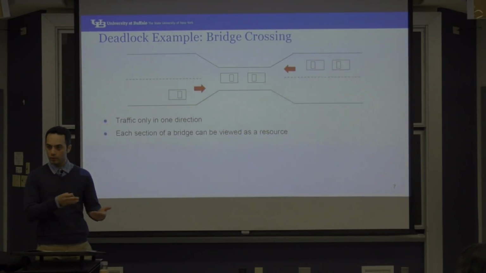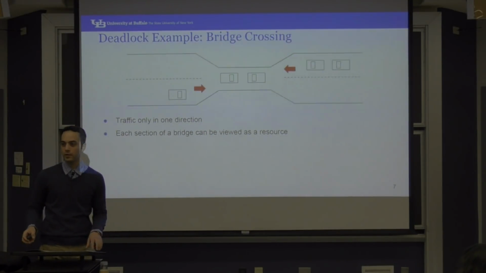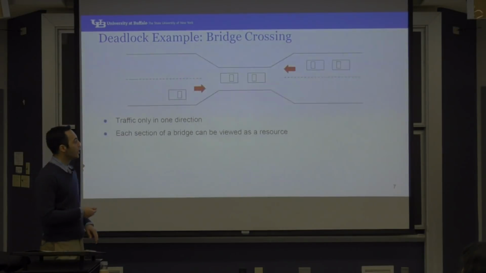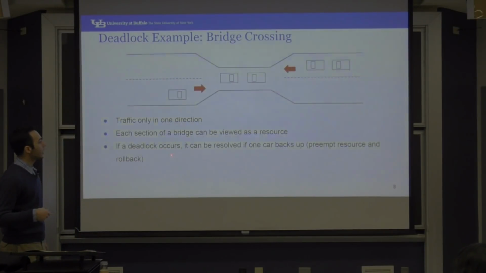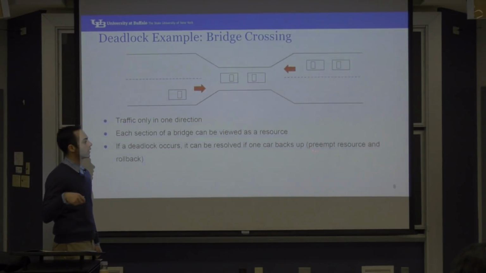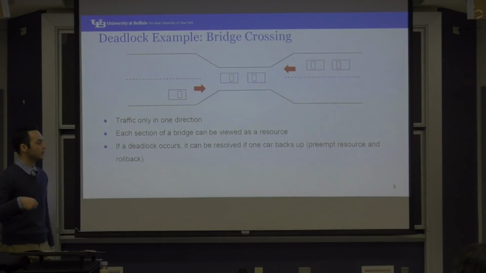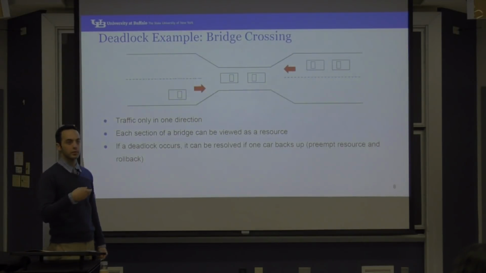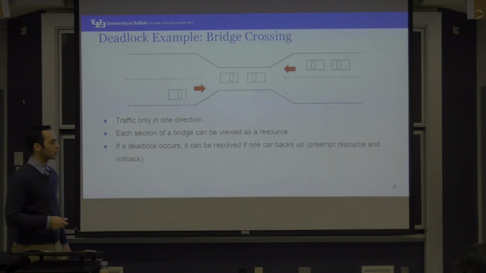If you're in a parking lot or on a bridge and you head toward another car, what do you do to solve this? You back up, right? So one way is if one of them backs up. But in computer or operating system terms, it's like preempting that resource and then rolling back the process, because the process has already made progress up to this point. Now, if the operating system wants to release that, then it might have to roll back instructions.